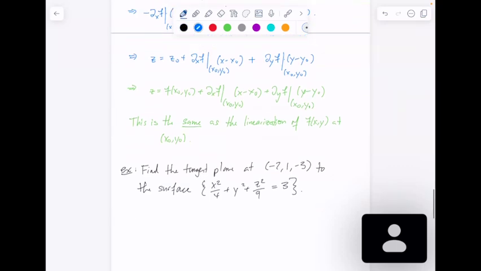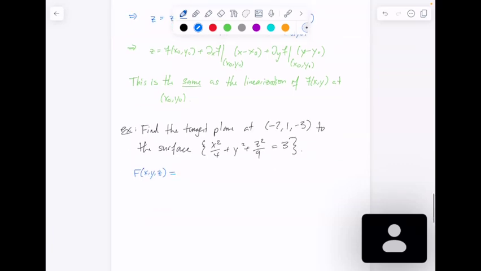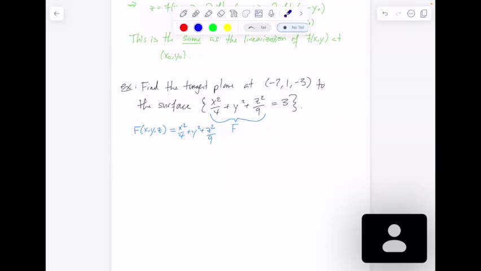So the first step is, what is f in this case? What's f of x, y, z? Well, f of x, y, z, I should set to be this, because then I have my surface in the form f of x, y, z is equal to a constant. What's the gradient of f in general? Someone want to calculate this for me? Right, so partial x of big F is going to be 1/2 x, partial y is 2y, and then partial z is going to get you 2/9 z.